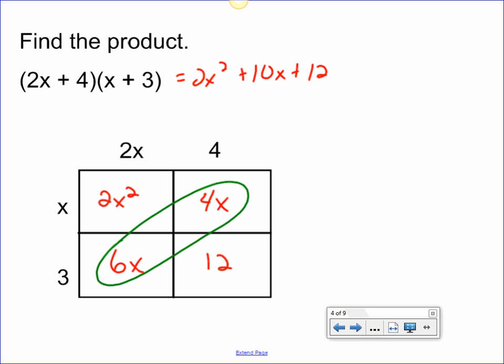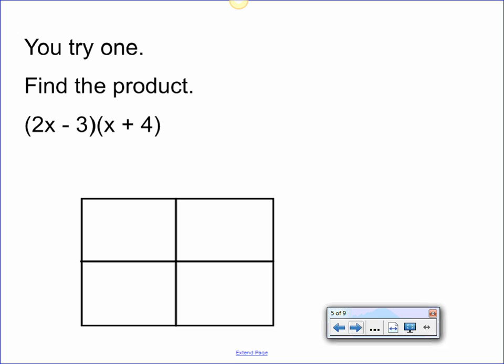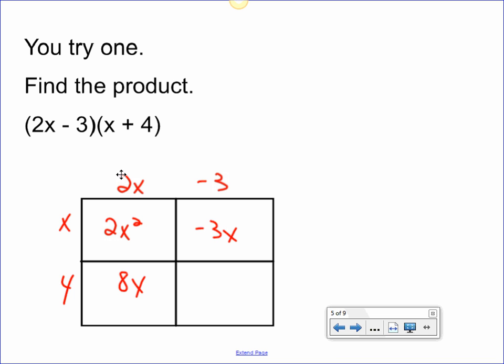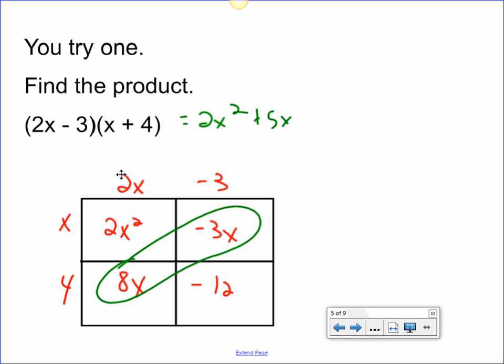Okay. So now, why don't you try this one on your own? See what you can do here. So pause the video, make your area model, see what you can find for an area. Okay, so the first thing you should have done is filled in your pieces here. This would have been a 2x squared, this would have been a negative 3x, this would have been an 8x, this would have been a negative 12, and then if you combine your like terms, your final answer would have been 2x squared plus a 5x minus a 12.